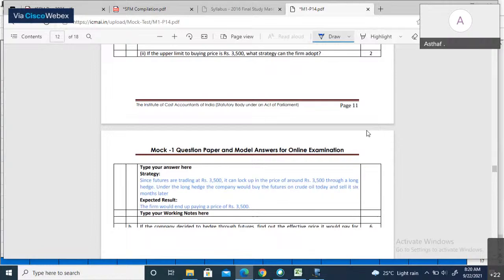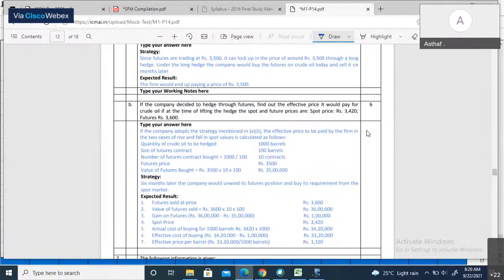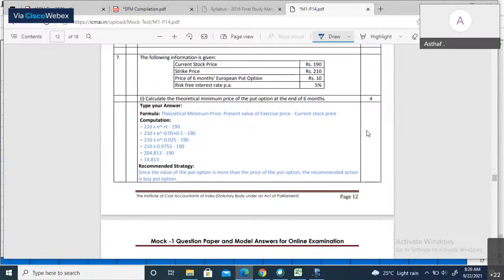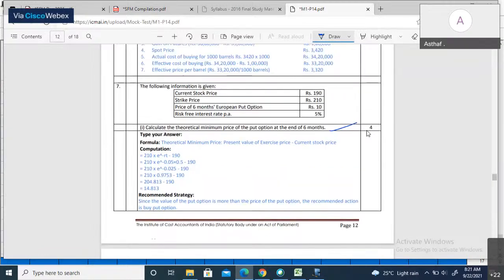Same way. So what I am telling you is, you have to practice. Questions are not very easy. Theoretical minimum. The ditto question we did yesterday. What is the stock price? What is the strike price? 10% maturity. We discussed the formula. Hope all of you remember. Yes or no? The same question we did yesterday. Hope all of you remember. Yes or no? Please reply.